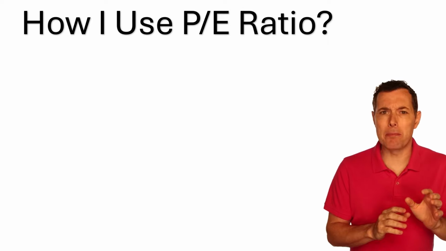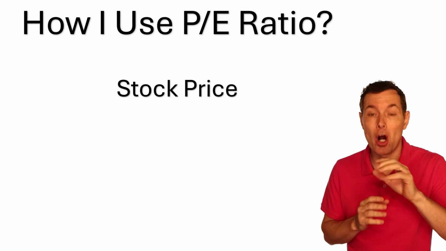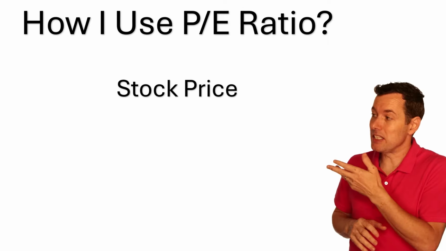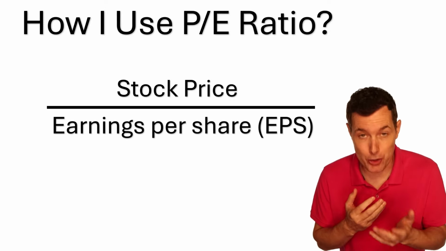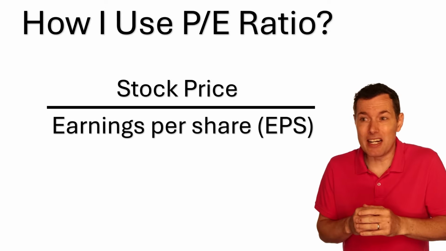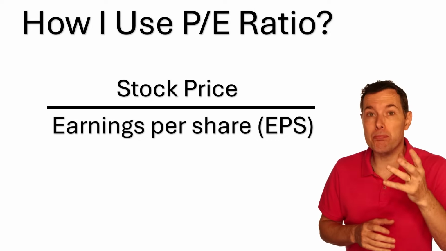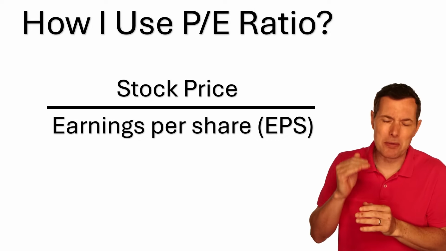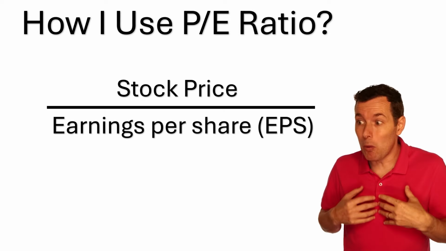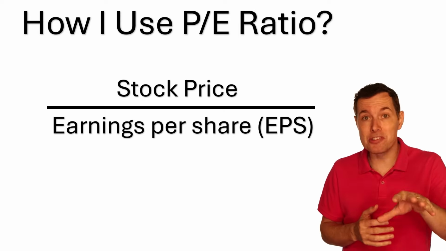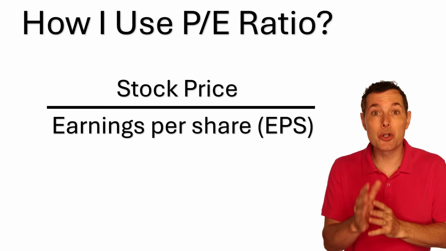Now, just so we're all on the same page, the PE ratio is one of the most popular valuation methods. Basically, it takes the stock price and divides it by earnings per share. It's really a simple one. It works with most profitable companies. We're going to look at how I personally use it, and go through some real life examples as to how you could use it.